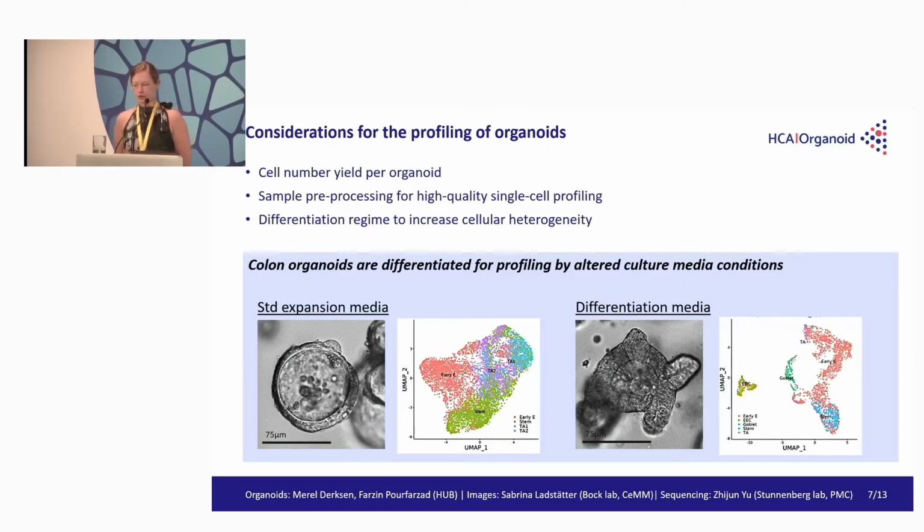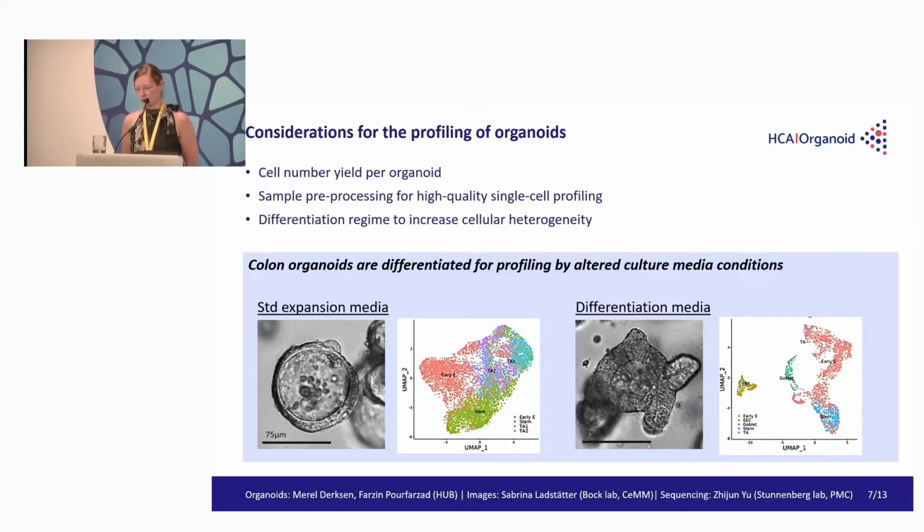There have been some considerations when we started to profile organoids. Of course, as with primary tissue, we have to consider the yield of cells that we can obtain from the different organoids, because they differ quite in size if you compare colon organoids and brain organoids. Also, the sample pre-processing to generate high-quality single-cell profiling data needed to be optimized. And what is also very important compared to primary tissue is that we need to work out a differentiation regime for the organoids to increase cellular heterogeneity and to better reflect the in vivo situation.